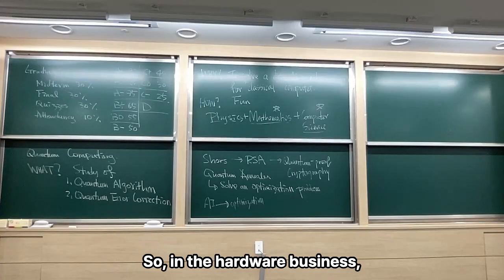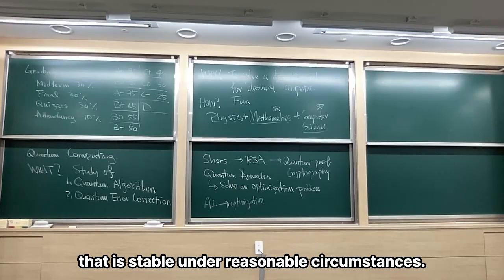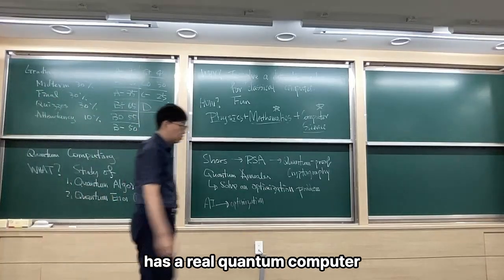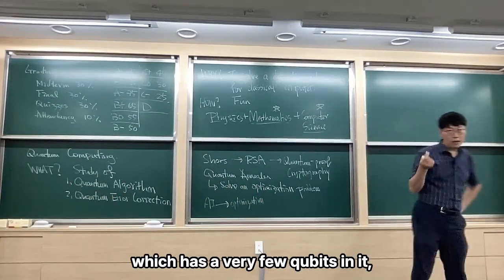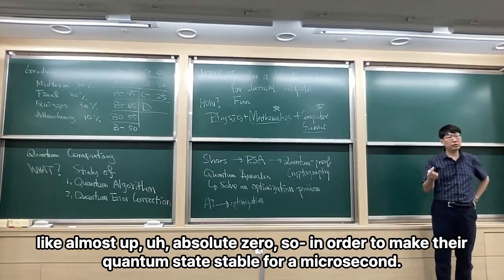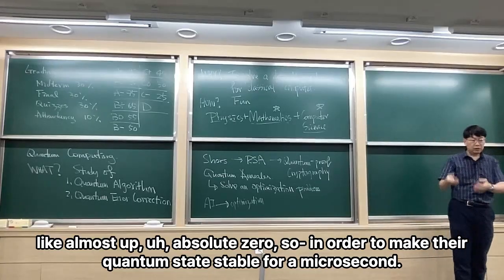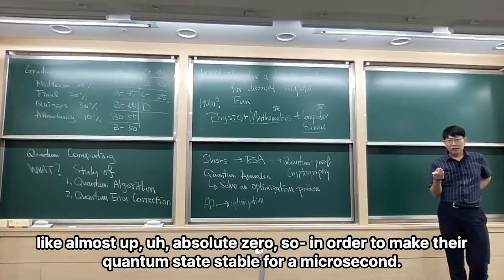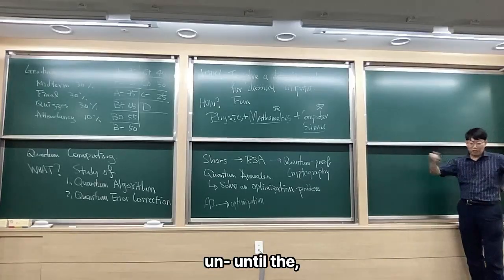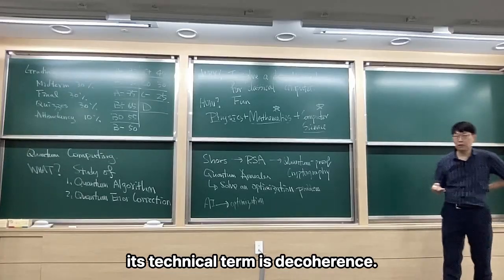Okay. So in the hardware business, the most difficult problem is finding a quantum material that is stable under reasonable circumstances. So far, Google or IBM has a real quantum computer which has very few qubits in it, and they have to keep it at a very low temperature, almost absolute zero, in order to make the quantum state stable for a microsecond. They have to finish the computation before all the quantum information breaks down. The technical term for this is decoherence.